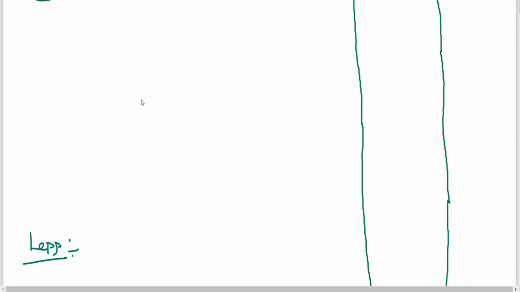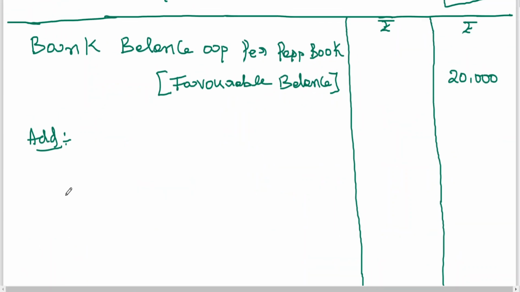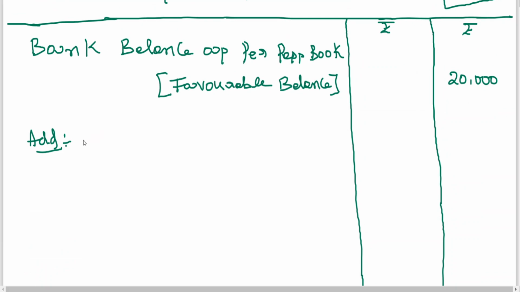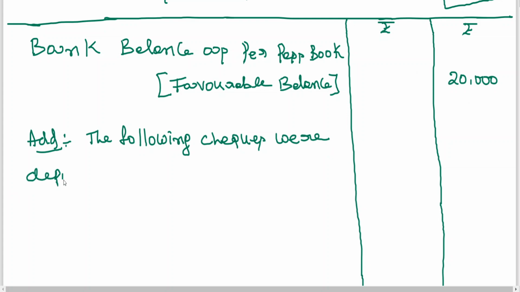So here I am writing the add column. The following checks were deposited. There is no rule about the statement. You can write the way you want. The following checks were deposited.